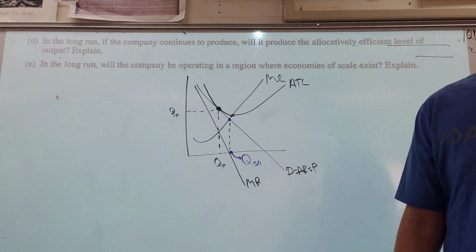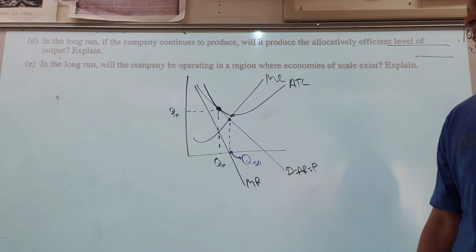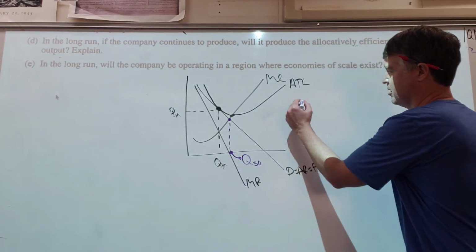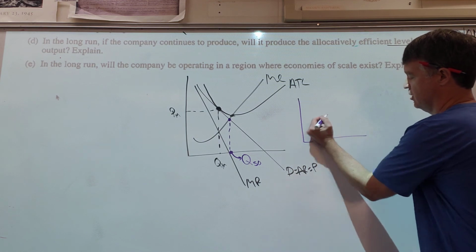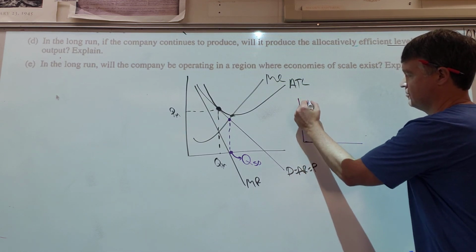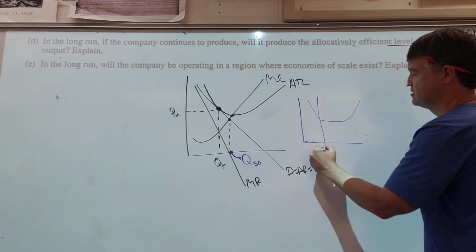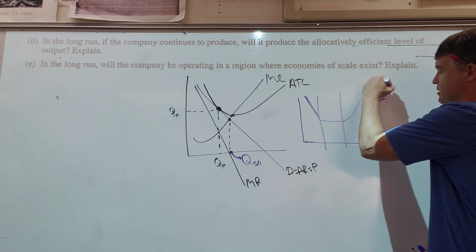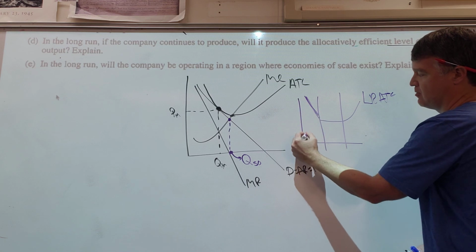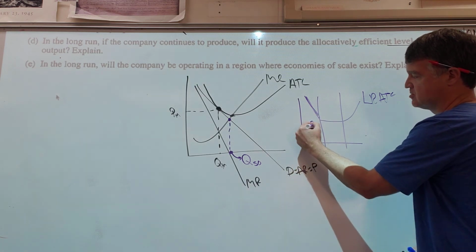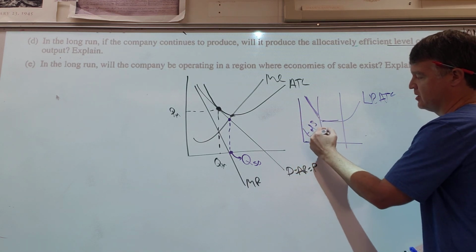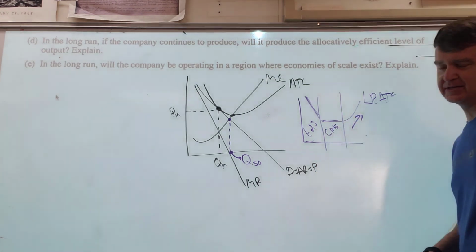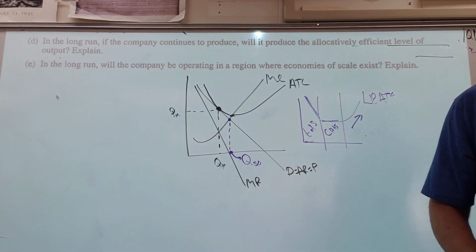E, in the long run, will it be operating where economies of scale existed? Remember, economies of scale in the long run, when we drew it more like this. In the long run, we said we're here, and it kind of does this. And this is LRATC. When LRATC is downward sloping, that's economies of scale. When it's flat, that's constant returns to scale. And then diseconomies of scale when that goes back up.